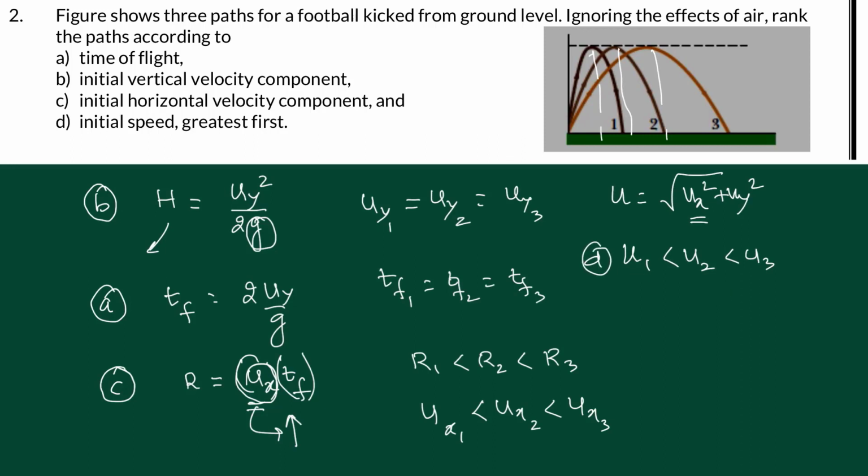But one note of caution: you have to rank and you have to write greatest first. So in every case, for these two parts, there is no issue, they are equal. Greatest first, the third football, then second, and then first. Same thing for part D. Write the answer in that form instead of a relationship like this.